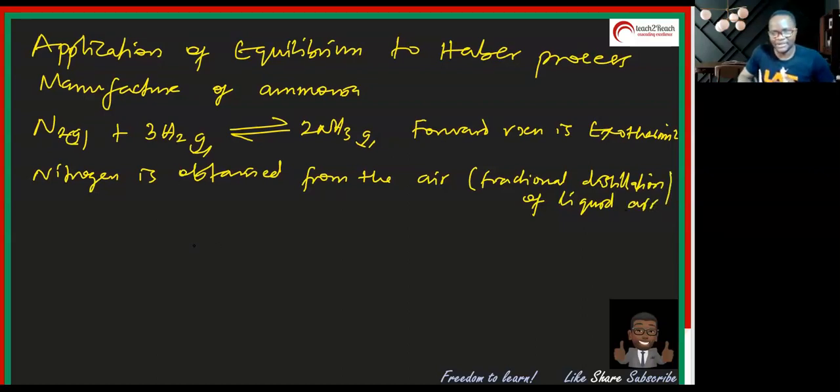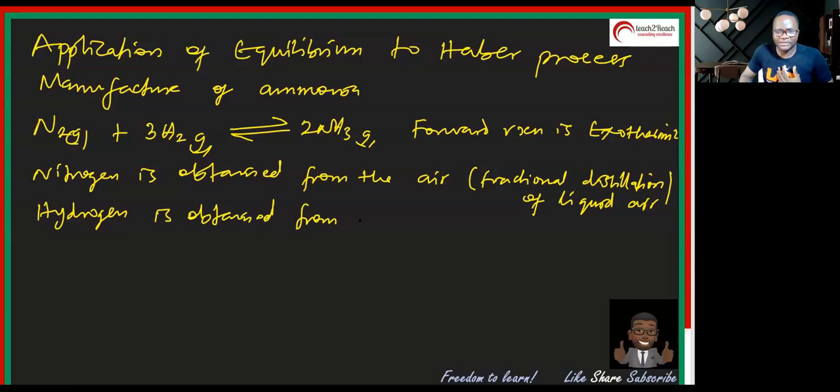Yes. Fractional distillation of liquid air. That is how you get that. So what about the hydrogen? Where do you get the hydrogen from? It's very important you know this background. The hydrogen is obtained from where?